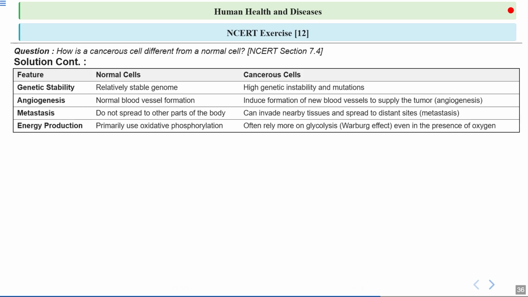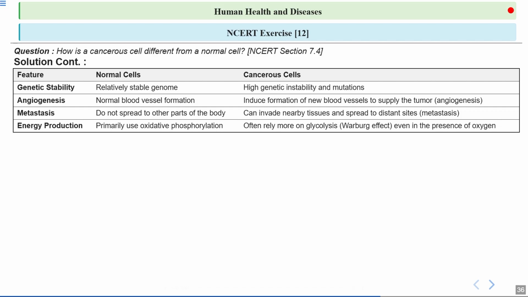Okay, some more differences. So here you can see in normal cells, the genetic stability is relatively stable. They have a relatively stable genome. So normal cells maintain a relatively stable genome, while cancerous cells exhibit high genetic instability with frequent mutations. Okay. Now let's talk about angiogenesis.